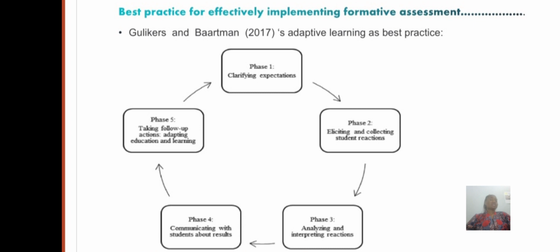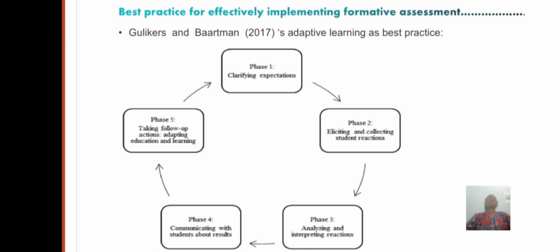Galaika and Batman in 2017 indicated that the adaptive approach in formative assessment is an effective practice and suggested 5 phases that should be practiced in the formative approach to ensure effectiveness. They then presented the same in the form of a diagram, indicating that phase 1 is clarifying expectation. The students must be clear as to the lecturer's expectation in terms of their assessment.